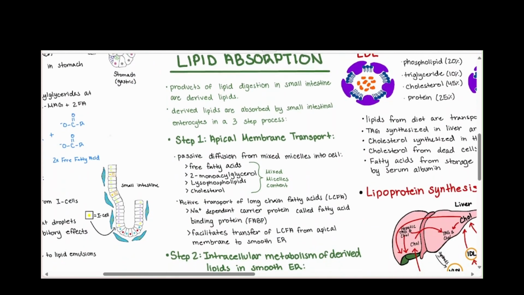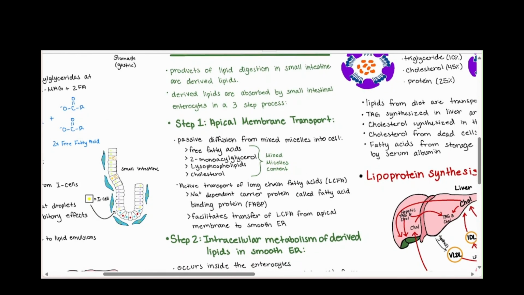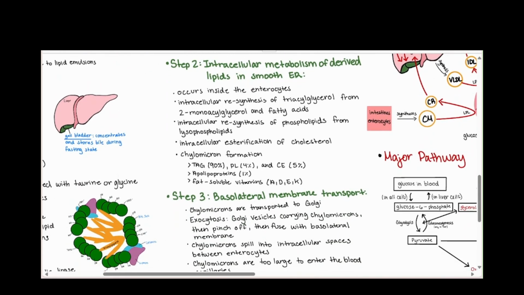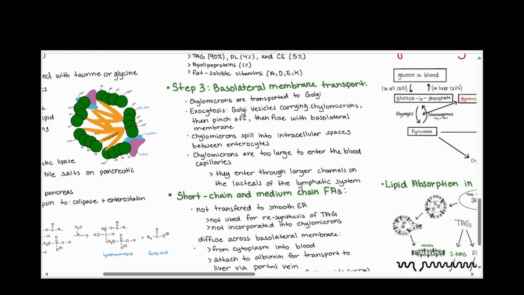After digestion, the lipids are absorbed through the small intestine enterocytes in three phases. First, in the apical membrane transport, mixed micelles passively diffuse into the cell. Long-chain fatty acids are transported to the smooth endoplasmic reticulum with the help of fatty acid binding proteins through active transport. In step 2, within the smooth endoplasmic reticulum, these derived lipids are resynthesized into triacylglycerol, phospholipids, and esterified cholesterol, which assemble into chylomicrons.